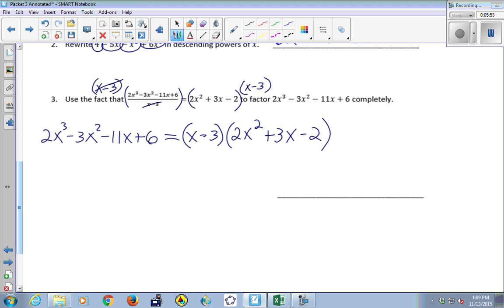Can I factor any further? I don't know if 2x squared plus 3x minus 2 factors. Let's see. I'm just copying the x minus 3 for now. This might be futile, but if I want to factor 2x squared plus 3x minus 2, I've got to have 2x and x, right, to get my 2x squared. My outer and inner terms would have to add to 3. So if this was a 2 and this was a 1, plus and minus, then I'd have 4x minus x. That gives me 3x and then minus 2. So that works.